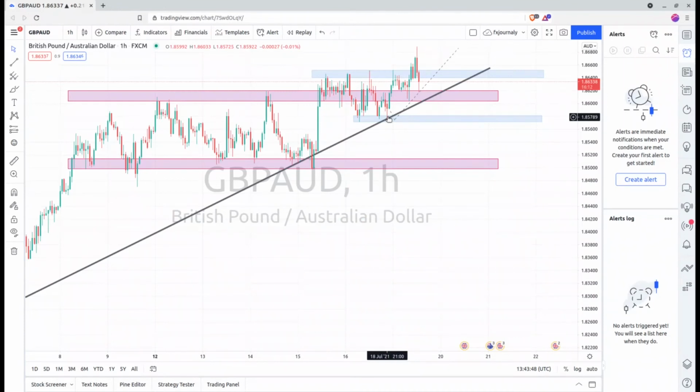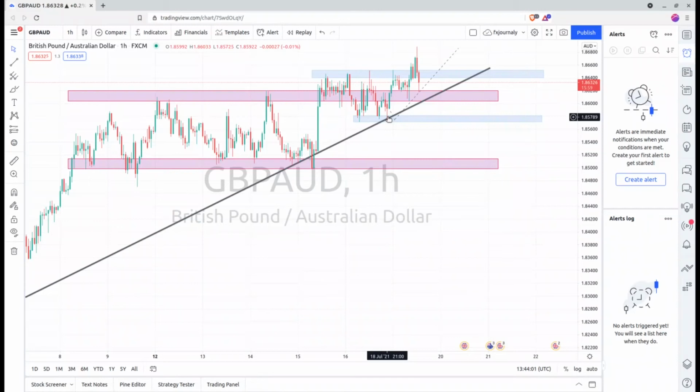Price moved almost 100 pips in the Asian session. This is something that rarely happens with the GBP AUD pair, but it happened during Sunday's Asia session. Price went up and tested the resistance area, and then it started to fall away again.